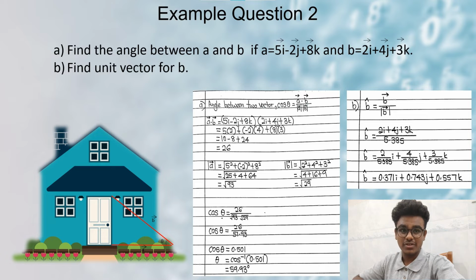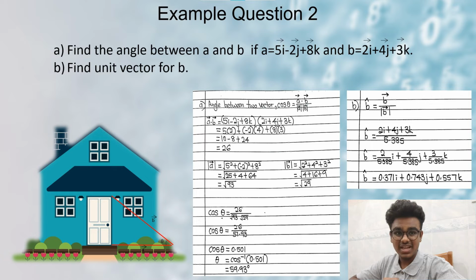To find the magnitude of A, you need to square each component of vector A and take the square root, and for magnitude B you use the same concept. You will get the answer square root 93 for A, and for B you will get square root 29. So you need to fill the answers we got into the formula, which is cos theta equals vector A times vector B divided by magnitude A times magnitude B.